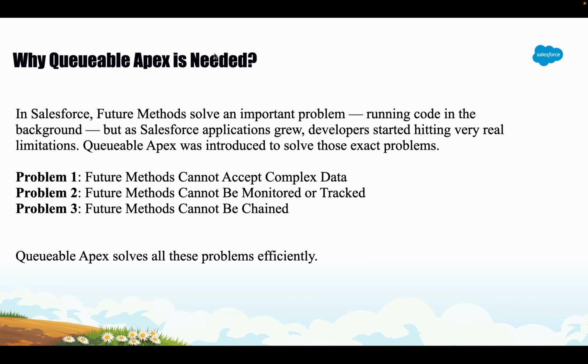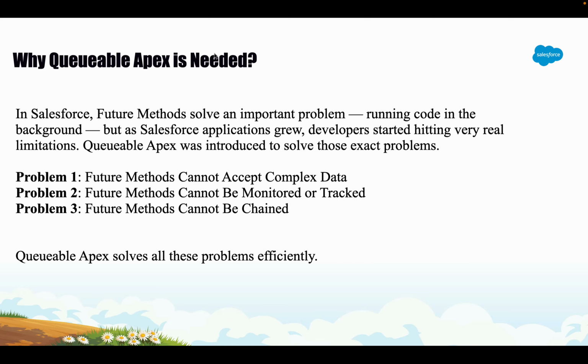Also, sometimes we need an orchestration, or we need to create a flow with multiple jobs, one job dependent on another job, and that job dependent on a third job. So we sometimes need a kind of chaining, which again was not possible in future method. Future method was very good for a small asynchronous task, but when it comes to creating a whole orchestration or whole processes in Salesforce, future method has only very limited capability.